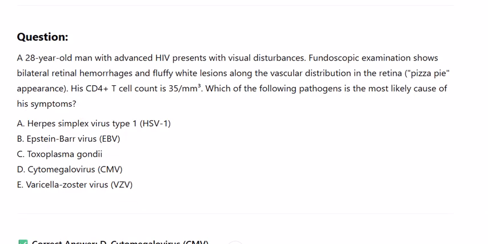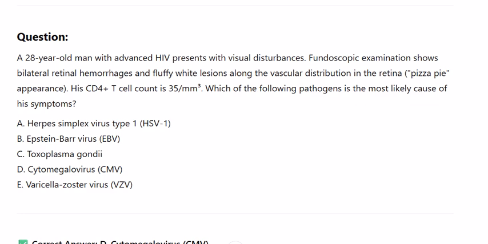Question. A 28-year-old man with advanced HIV presents with visual disturbances. Fundoscopic examination shows bilateral retinal hemorrhages and fluffy white lesions along the vascular distribution in the retina, a pizza pie appearance. His CD4 plus T cell count is 35 per cubic millimeter. Which of the following pathogens is the most likely cause of his symptoms?